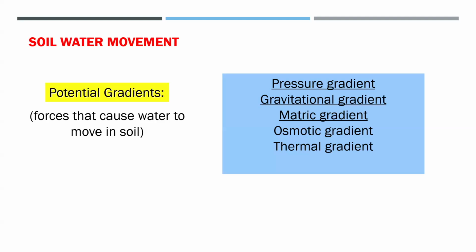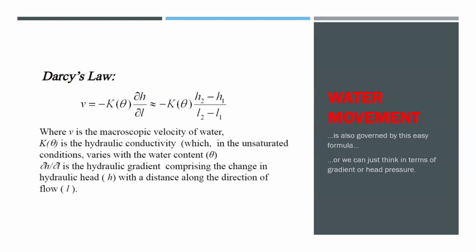That's how we get the winds blow, things like that. Osmosis is again concentration gradients. Those osmotic and thermal gradients happen in soil, but they're not really essential to us in designing septic systems or ponds. Ours are going to be pressure, gravitational, and matrix. And not even so much pressure gradient unless you're doing dosing or pressure distribution, but mostly gravitational and matrix are what we're going to focus on.